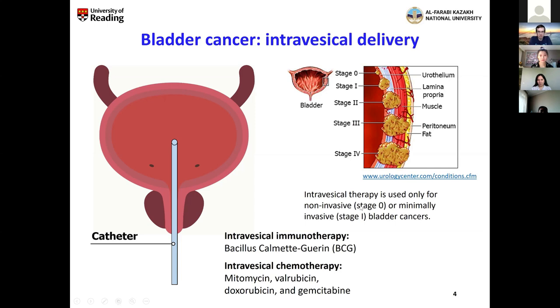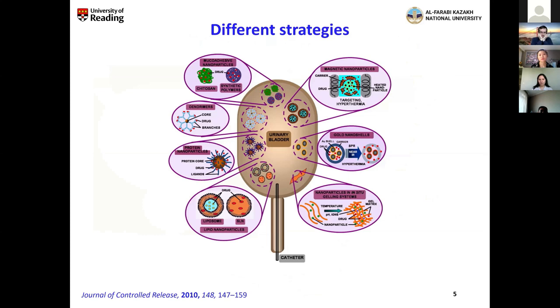You can directly insert the drug into the urinary bladder using a catheter. Basically, it is used to insert chemotherapeutic agents like nitazoxanide or doxorubicin. But this route of administration is only effective when used for non-invasive and minimally invasive bladder cancer, so-called zero stage and zero to one stages of bladder cancer. So there are different strategies that could improve this route of administration.